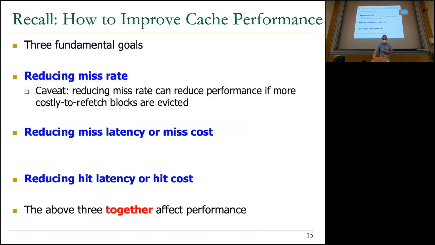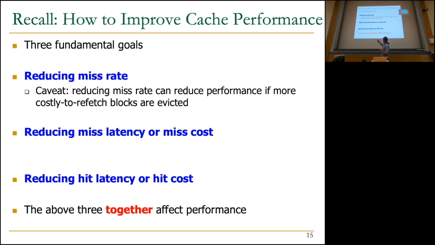Okay, so I'm still covering some basic slides, but I'm giving you the perspective of prefetching in these basic slides that we covered last time. Remember, to improve cache performance, we had 3 fundamental goals: reducing the miss rate, reducing the miss latency or cost, reducing the hit latency or hit cost. And all of these together affect performance, and you know that very well by now.